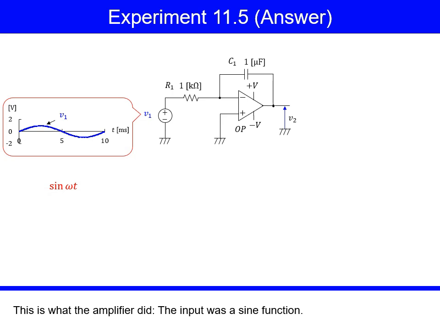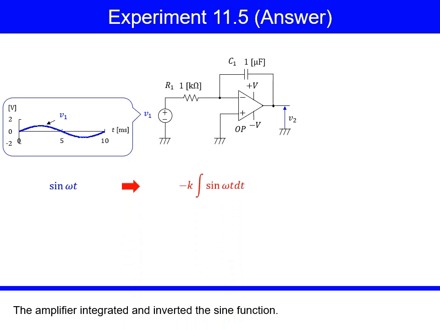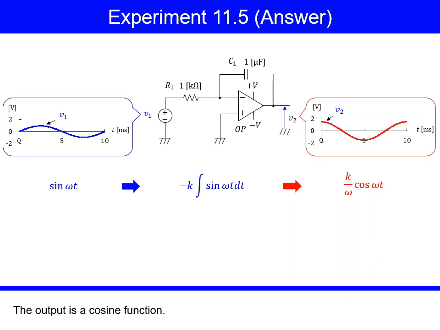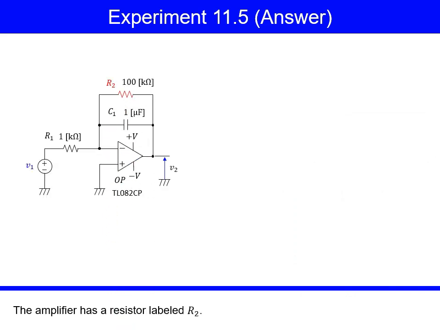The input was a sine function. The amplifier integrated and inverted the sine function. The output is a cosine function. The amplifier has a resistor labeled R2. If R2 is removed, what will happen?